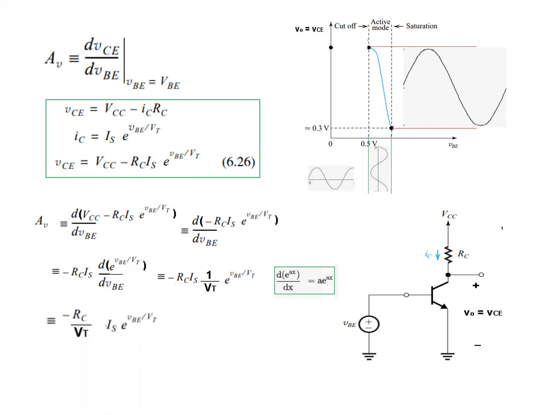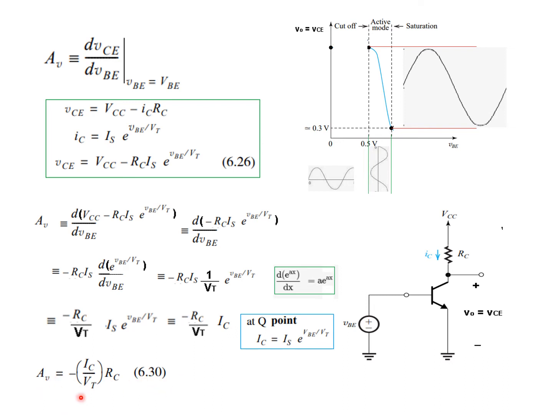And so we can write this as RC divided by VT, and this is IS e raised to the power VBE over VT. Now again, from here you can see that IS is actually equal to IC, and in this case we'll take IC as IC DC. So this is the final value of gain or AV. And equation 6.3 neatly writes this. So we'll be using this relation.